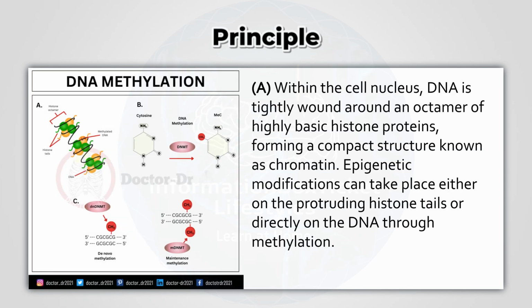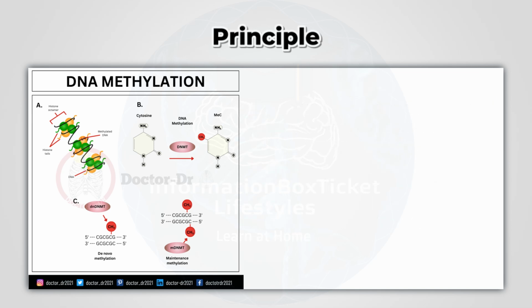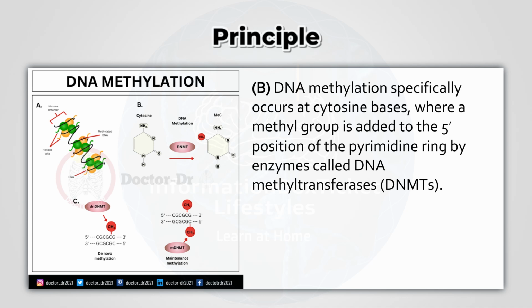A. Within the cell nucleus, DNA is tightly wound around an octamer of highly basic histone proteins, forming a compact structure known as chromatin. Epigenetic modifications can take place either on the protruding histone tails or directly on the DNA through methylation. B. DNA methylation specifically occurs at cytosine bases, where a methyl group is added to the 5' position of the pyrimidine ring by enzymes called DNA methyltransferases, DNMTs.